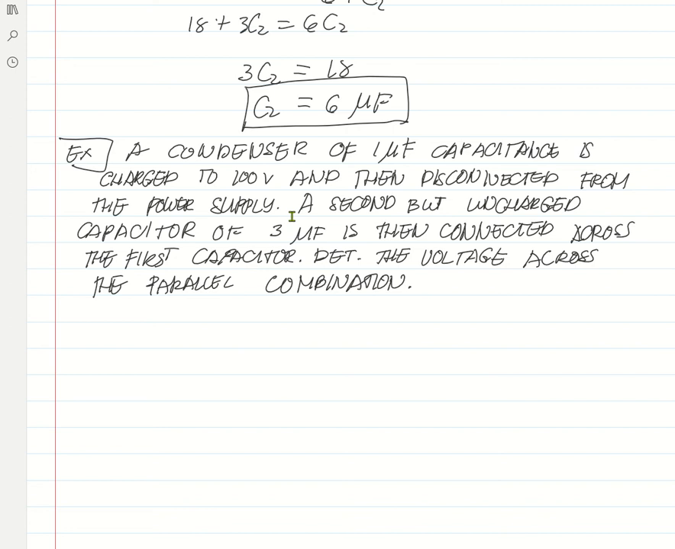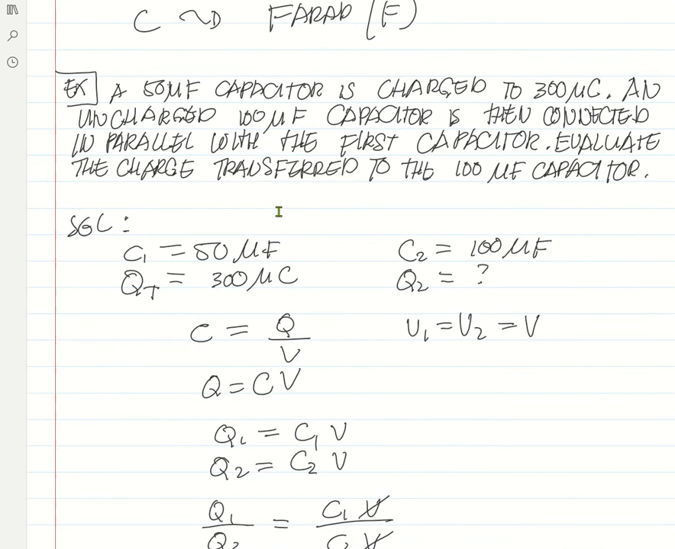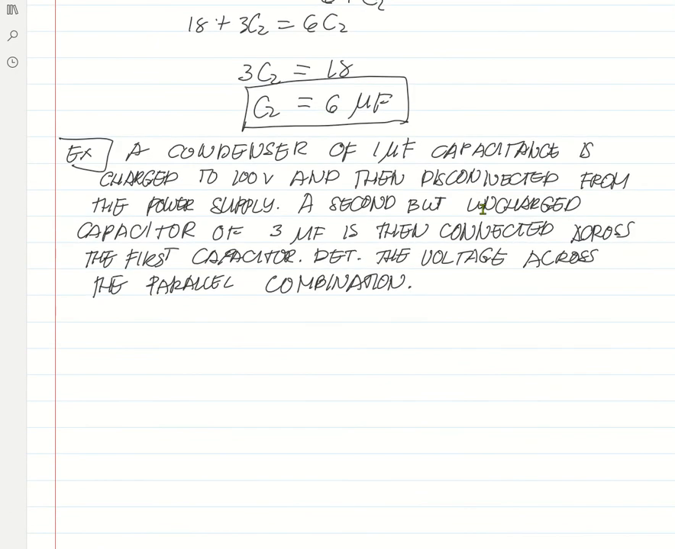100 volts and then disconnected from the power supply. A second but uncharged capacitor of 3 microfarads is then connected across the first capacitor. Now determine the voltage across the parallel combination. So this is somewhat similar to our previous example, but instead of giving the charge inside the capacitor, it gives the voltage across the capacitor before it is disconnected.